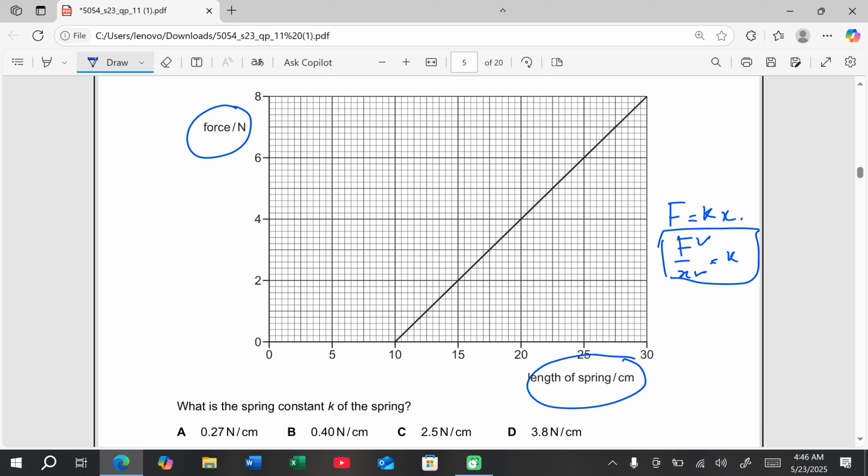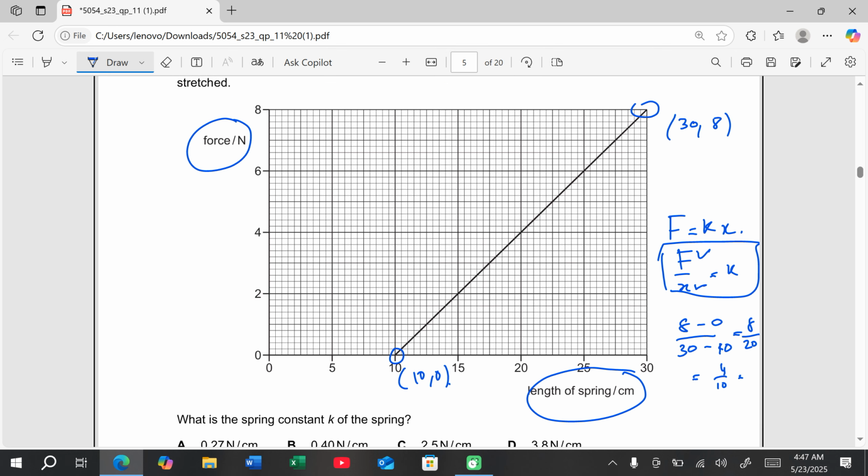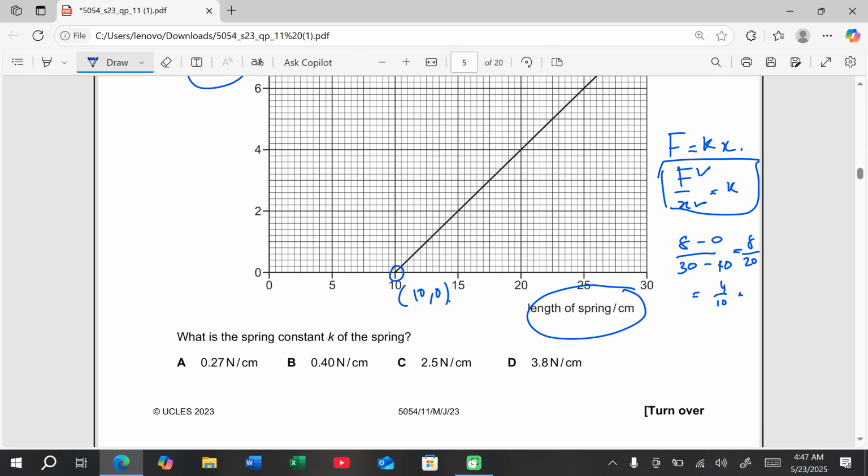So let's see what we can find out here. Let's start from here, the force is 8. We're going to take these 2 points for the gradient. Here I'm going to take x as 30 and y as 8, and x as 10 and y as 0. So y2 minus y1 over x2 minus x1 for the gradient. That is going to be 8 over 20. If I simplify, that is 4 over 10, so that is 0.4. So your answer to 8 is B.